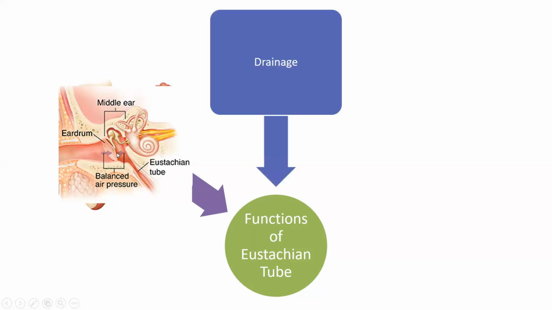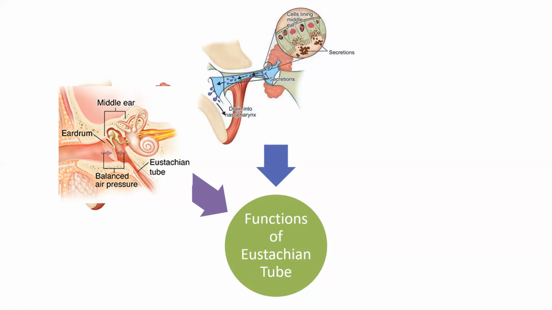The second function of the Eustachian tube is drainage. There can be secretions present in the middle ear cavity. These secretions should be drained into the nasopharynx. So if there is any infection, whenever the Eustachian tube opens, whatever secretions are present in the middle ear cavity will be drained into the nasopharynx. In that way, it keeps the middle ear cavity clean.